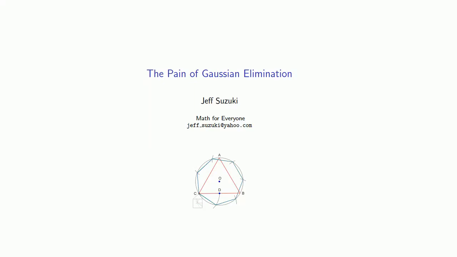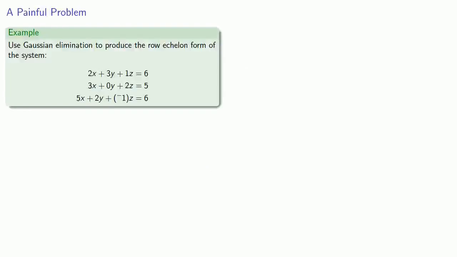One problem with Gaussian elimination is that we almost always encounter fractions. So let's start out with this system of equations, which is already written in standard form, which means we can put down our augmented coefficient matrix almost immediately.